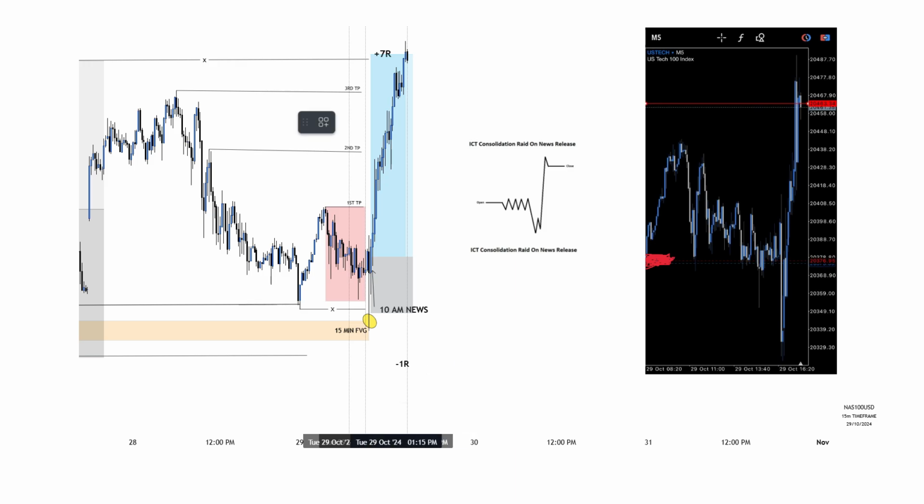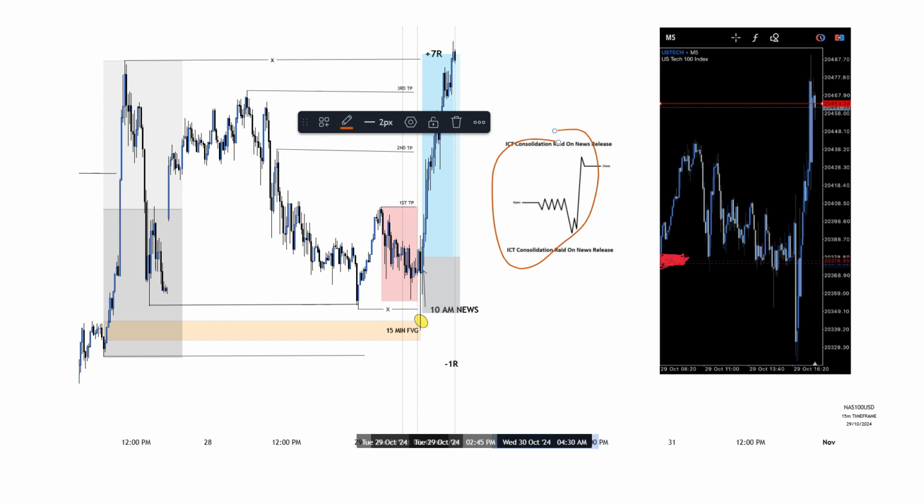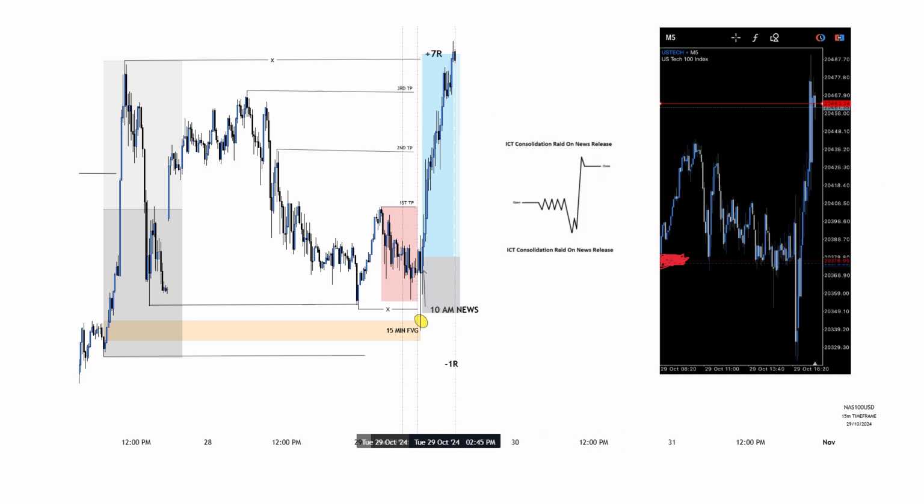You see how after the news release, price barely gave us any pullback. This concept mainly works when there's a news release, mainly 10 a.m. news or sometimes 1 p.m. news also if you trade the afternoon session. But this is going to be the video right here.